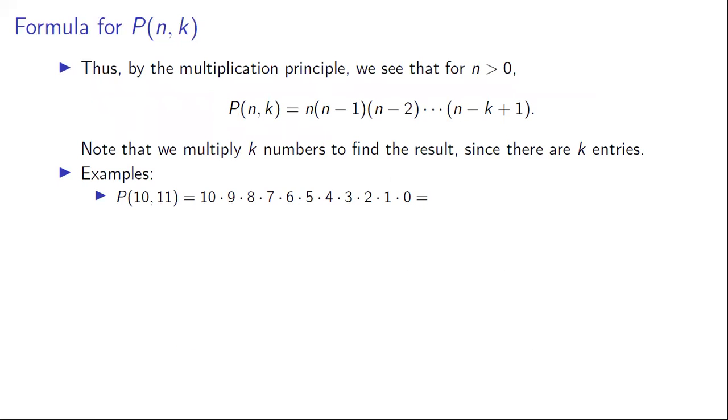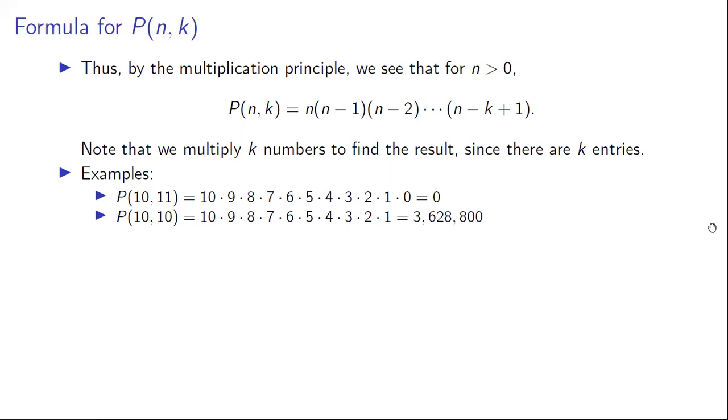When you multiply them together, guess what? You get 0, which actually makes sense, because this would be saying how many 11-permutations there are of a set of 10 elements, right? Well, if there are only 10 elements in the set, it's not possible to make an 11-permutation. It's not possible to make a permutation of length 11. So that's why the answer is 0.